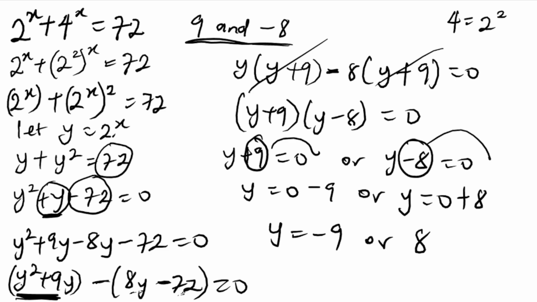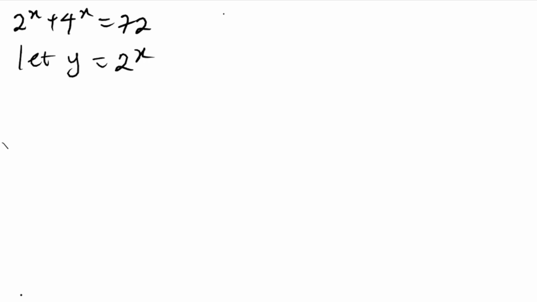Okay, but we are not done. Recall, we said that let y be equal to 2 raised to the power of x. So the question is 2 raised to the power of x plus 4 raised to the power of x being equal to 72. Remember we said let y be equal to 2 raised to the power of x, and the values for y are 8 or minus 9.